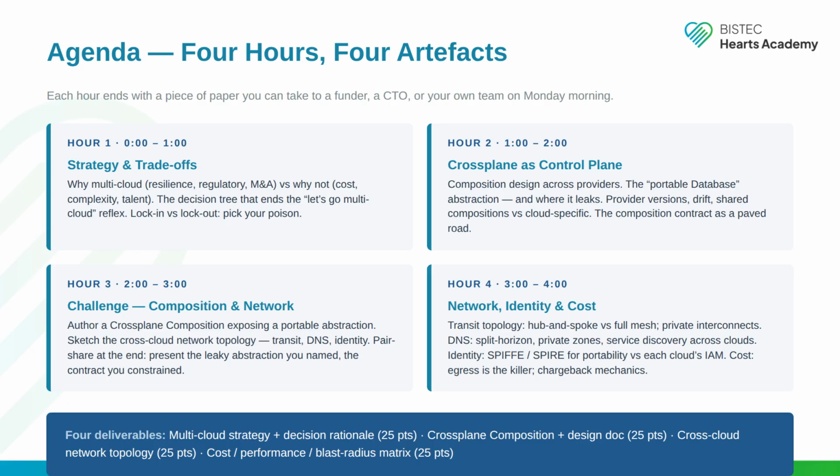Hour 4 is network, identity, and cost. Transit topology: hub and spoke for most, full mesh when justified, direct interconnect when the commit is cheaper than the egress. DNS across clouds: split horizon, private zones, resolver endpoints. Identity: SPIFFE and SPIRE for portability, federated to each cloud's IAM for cloud-native permissions. And egress cost, the silent line item that destroys multi-cloud ROI.